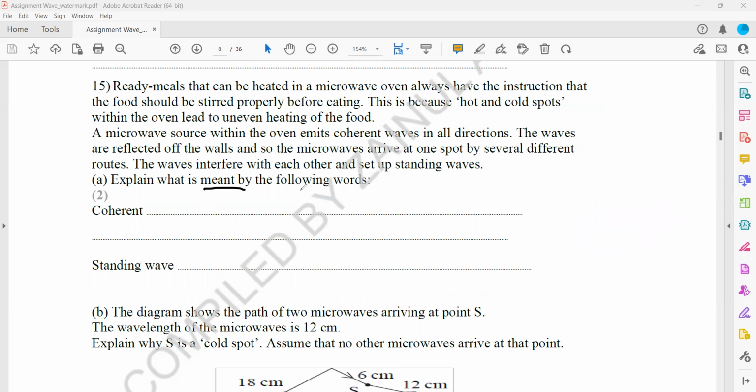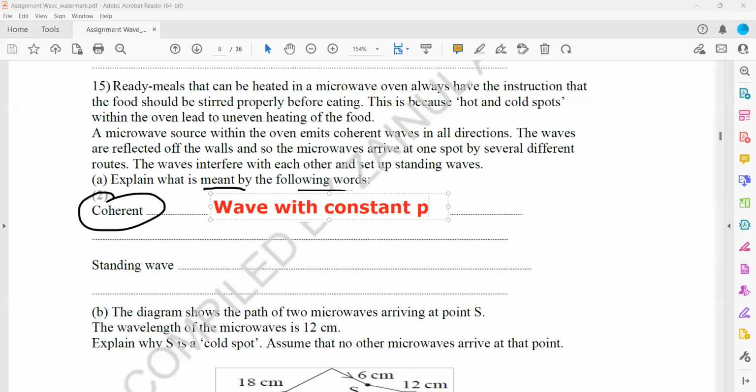Explain what is meant by the following words. Coherent. You have to learn this definition of coherent. Coherent means waves of constant phase relation. If one wave is produced with a crest, the other wave also has a crest. So waves with a constant phase relation are known as coherent.